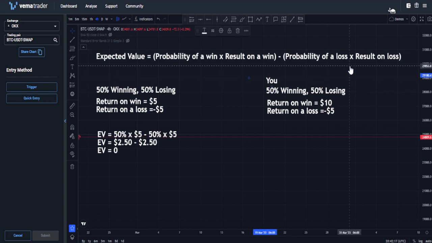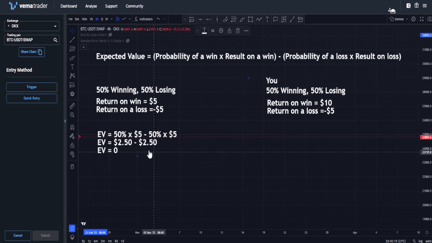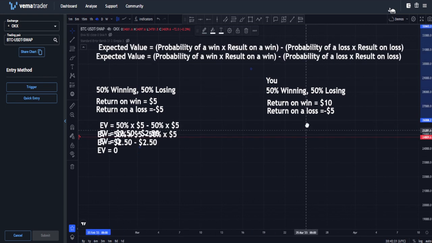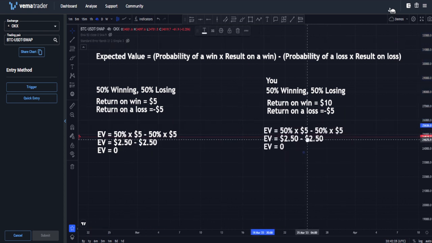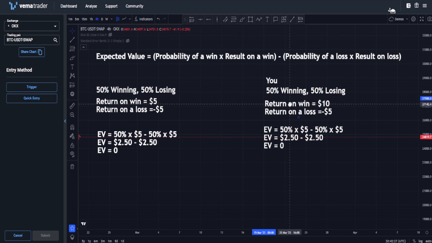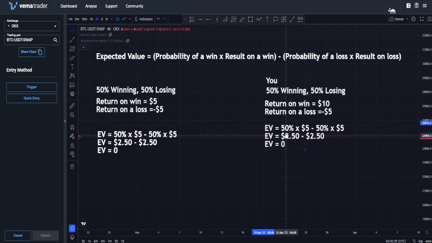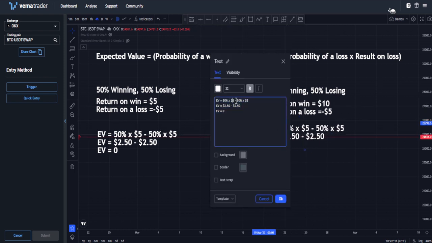So you still have a 50% chance of winning and a 50% chance of losing. Nothing has changed there. But what has changed is your return on the win, your return on the loss, and therefore your expected value. So now your return on the win is actually $10. Your return on the loss is still, you lose $5, and that makes this $5 minus $2.50, which is positive $2.50.